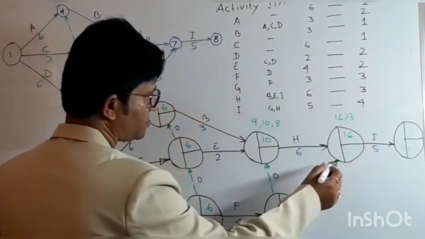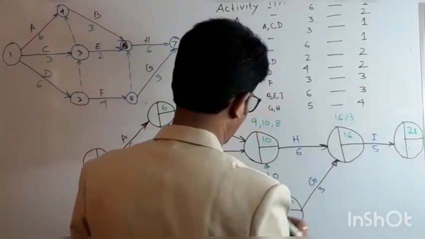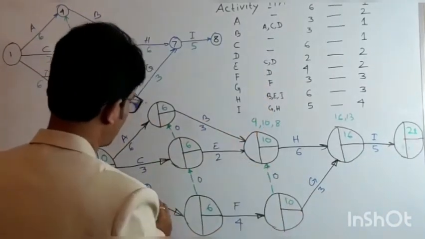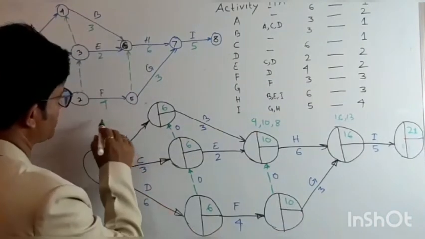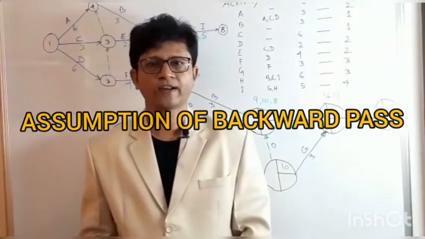And this is 16 plus 5, this is 21. So these are all the forward pass. We have started from this direction, that is left to right. Now for the backward pass.